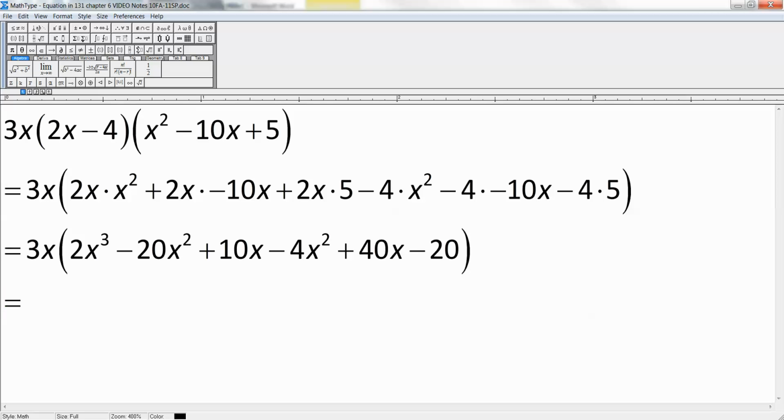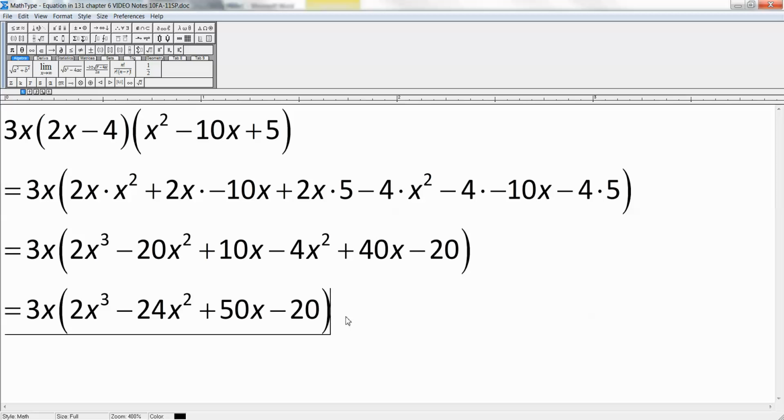Now combine some like terms in here. 3x times 2x to the third. All right, negative 20x squared minus 4x squared makes minus 24x squared. Plus 50x minus 20. All right, so all of that was to do the binomial times the trinomial part, and it's all done.